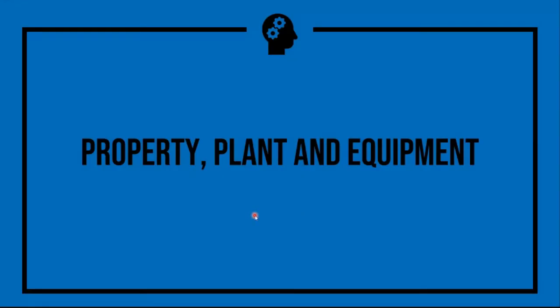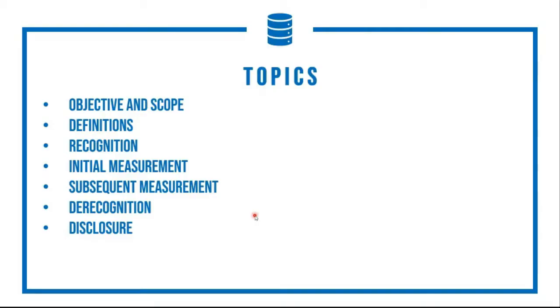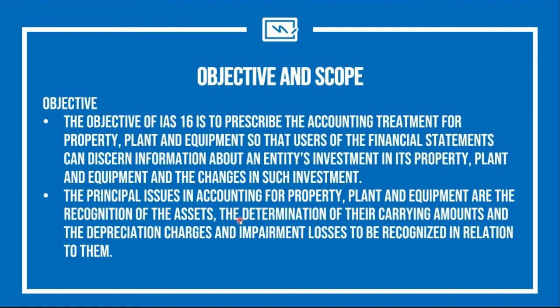Okay, so for this session, we're going to discuss IAS 16, Property, Plant, and Equipment. And for our discussion, these will be the components of the discussion. We will have the objective and scope, definitions, recognition criteria, initial and subsequent measurement, the derecognition, and we have disclosure. So with that, let us proceed with the objective and the scope first.